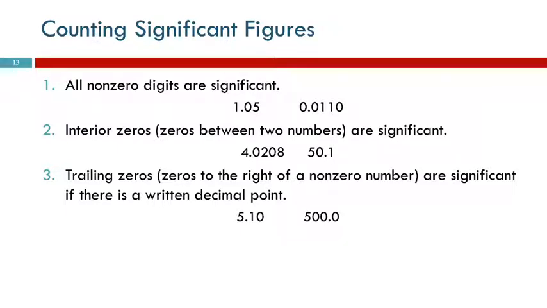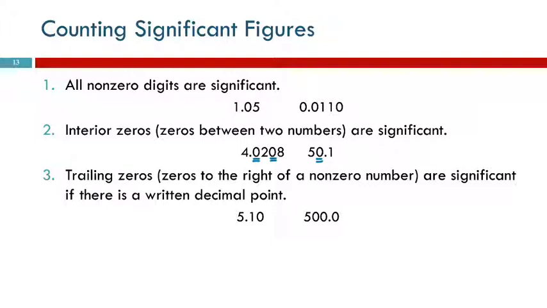There are three kinds of zeros. There are interior zeros. These are the zeros that are between two numbers. This would be an interior zero. They're stuck in the middle. Those are always counted. This one, 50.1, that's an interior 0. Always count those.